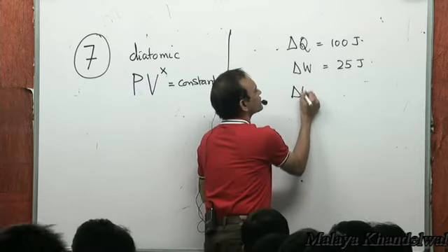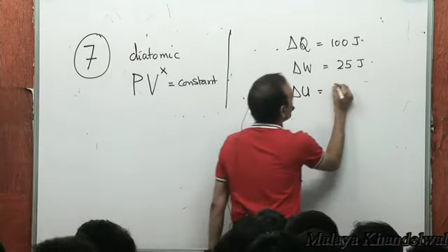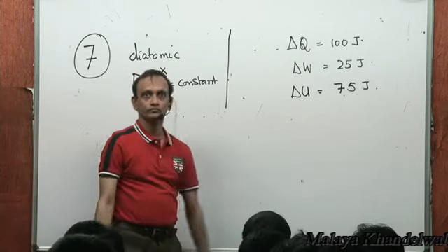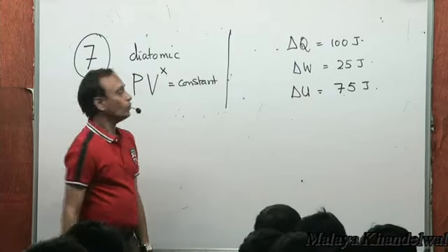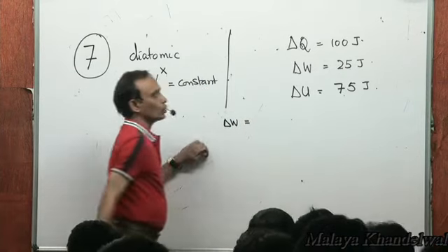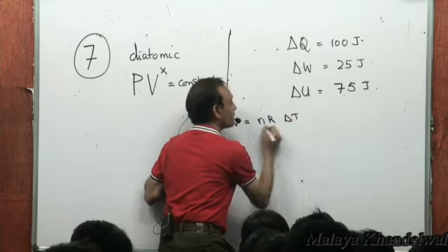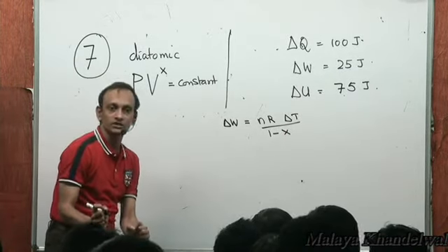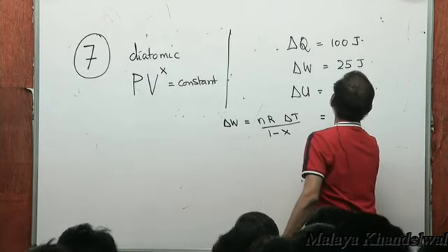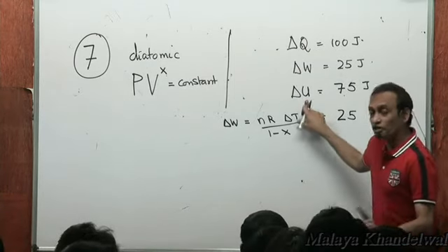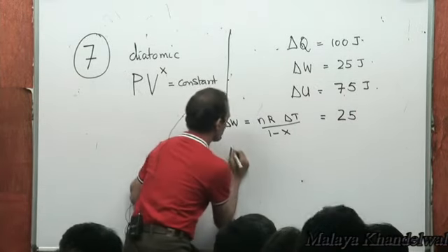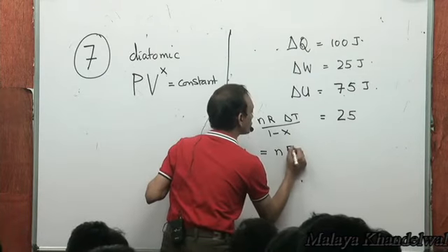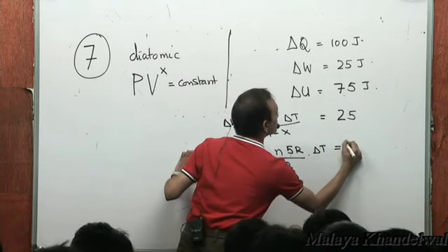Now, tell me what would be delta U, the change in internal energy in this case? 75 joules, by the first law of thermodynamics. Now, in a polytropic process, work done is nR delta T by 1 minus x, where delta T is the final temperature minus initial temperature. And that's given to be 25 joules. Delta U would be nCv delta T. For a diatomic gas, Cv is 5R by 2, into delta T. That's given to be 75 joules.